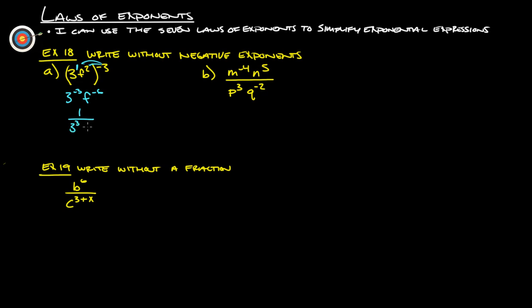F to the negative 6 goes to the bottom as f to the 6th. And this is really probably fine. You could multiply the 3 to the 3rd out and put it as 1 over 27 f to the 6th. That would be fine too. But this works just fine.